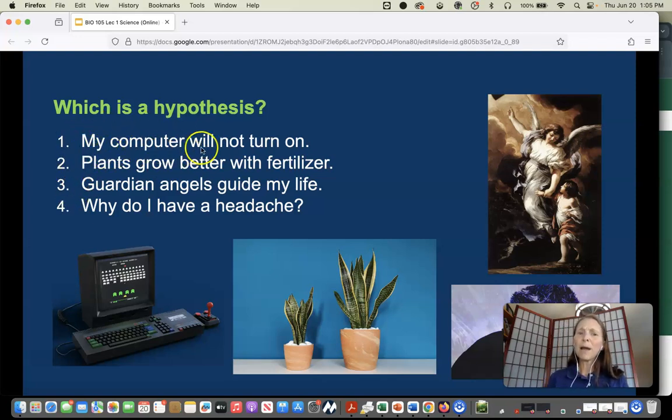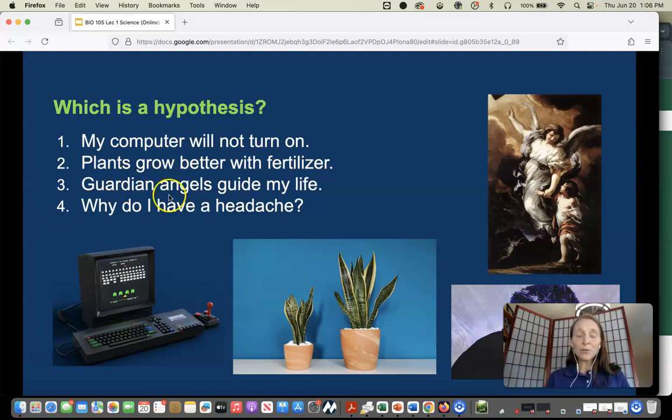Let's first talk about my computer will not turn on. Okay, now this is a statement, but this is actually more of an observation, right? It's not giving an explanation for a phenomenon. The phenomenon is that your computer won't turn on. A hypothesis would try to explain why your computer's not turning on. So again, this first one is actually an observation and not a hypothesis. Now the second one here, plants grow better with fertilizer. Now that one is a statement that is trying to explain a certain phenomenon. So is this a hypothesis? Yes. If you picked number 2, you are correct. That is the one that was the hypothesis.